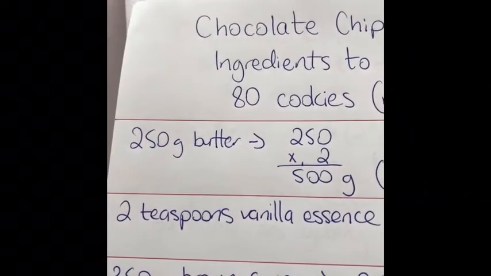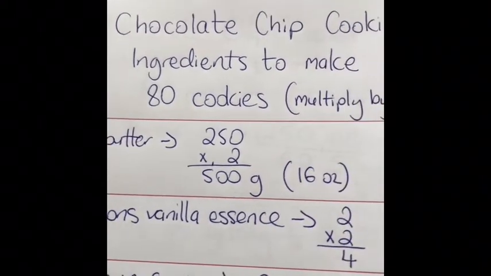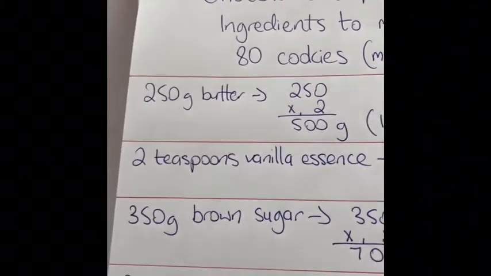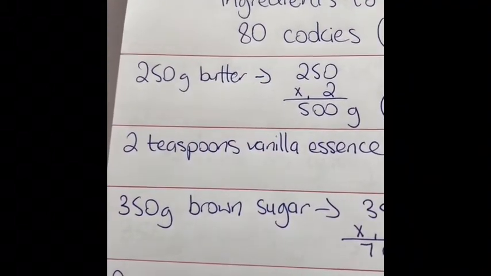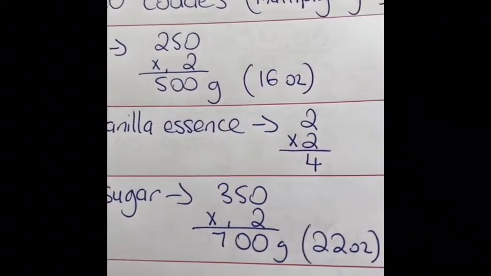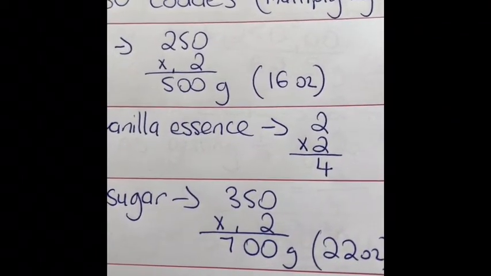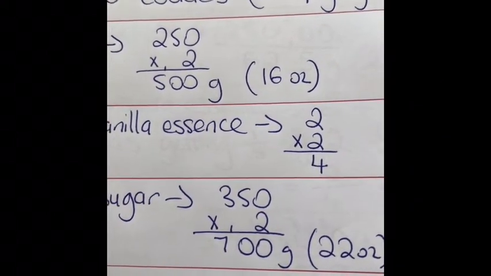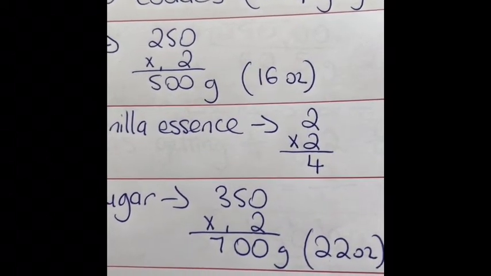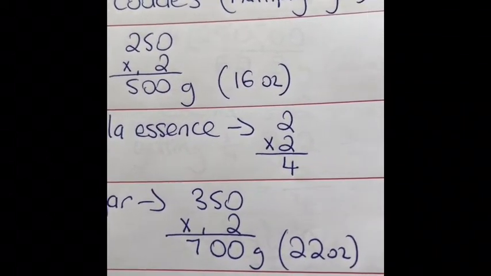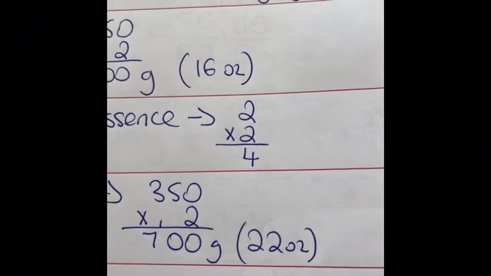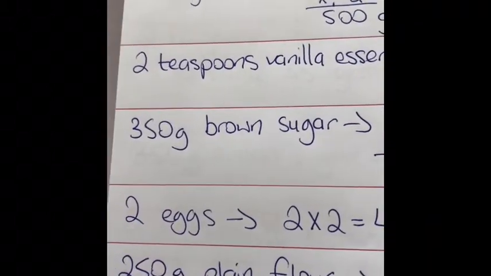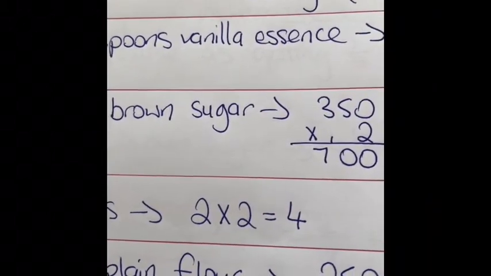Next ingredient, vanilla essence. It says 2 teaspoons of vanilla essence. Well, we double that. 2 multiplied by 2 is 4. So 4 teaspoons we would need. Next, brown sugar, 350 grams of brown sugar. So 350 multiplied by 2, again, because we're doubling it. 2 times 0 is 0, 2 times 5 is 10, put down your 0, carry your 1. 2 times 3 is 6, plus 1 is 7. So 700 grams. And again, it was 11 ounces in the recipe book. So double that, 22 ounces of brown sugar. We needed 2 eggs, so double the eggs, 2 multiplied by 2, so we'll need 4.